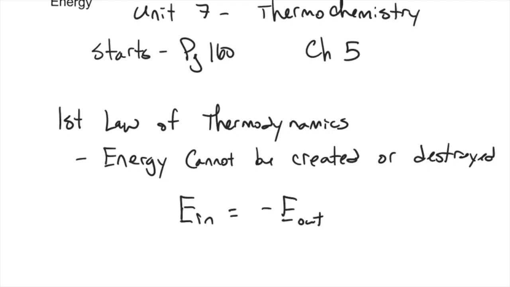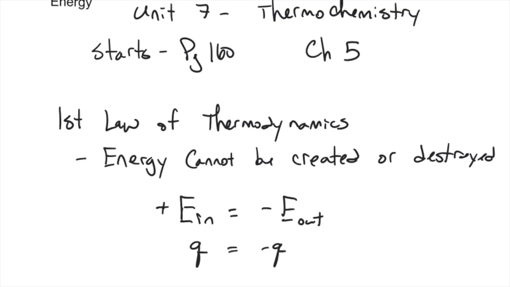To put it in another way, energy going in is equal to the negative energy going out. So the energy is quantitatively the same when it goes in or out of a chemical reaction or changing a physical process. The energy going in, energy going out is the same number, but the sign changes because positive energy is energy in or endothermic energy and negative energy is energy out or exothermic energy.